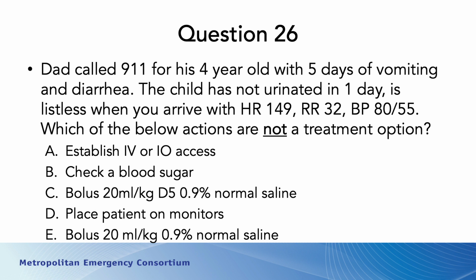Establish IV or IO access, check a blood sugar, bolus with 20 mL per kg of D5 normal saline, hook the child up to monitors, or bolus with 20 milliliters per kilogram of 0.9 normal saline. And the answer is C. All those are actually good options with the exception of bolusing with sugar. And Dr. Zeeb's informed me that that's very easy because we don't carry that.